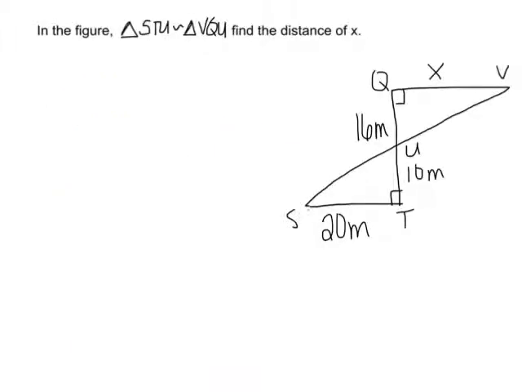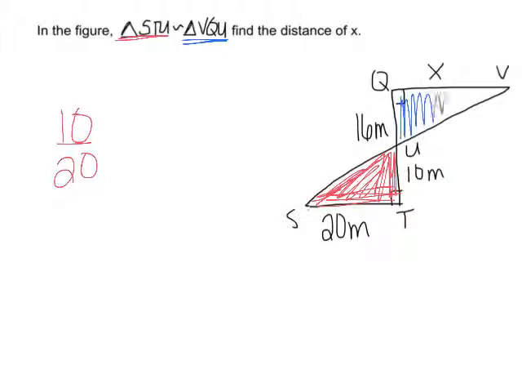In the figure, triangle STU is similar to triangle VQU, and we need to find the distance of x. So I'm going to shade in red triangle STU. So here's the triangle STU, and I can set up a proportion, so I can do 10 over 20, so that height over the base. And then in blue, I'm going to highlight triangle VQU, and I need to set that proportion.